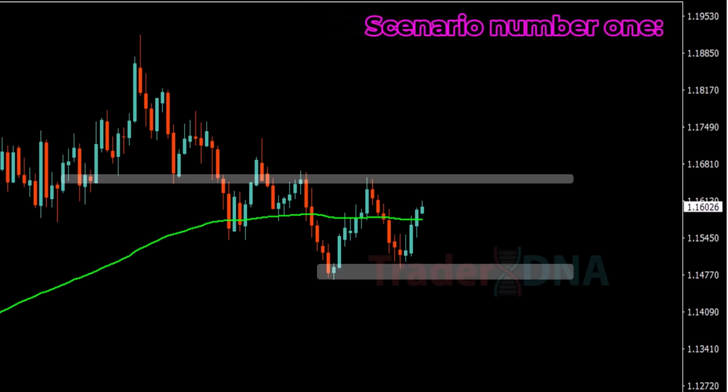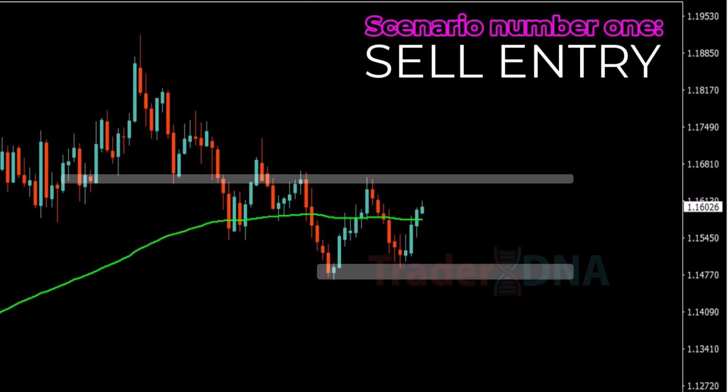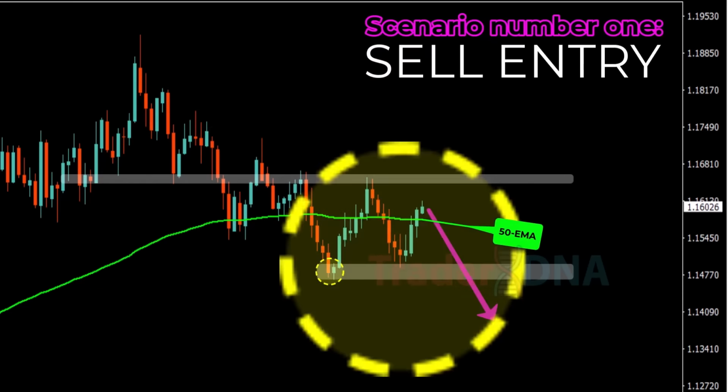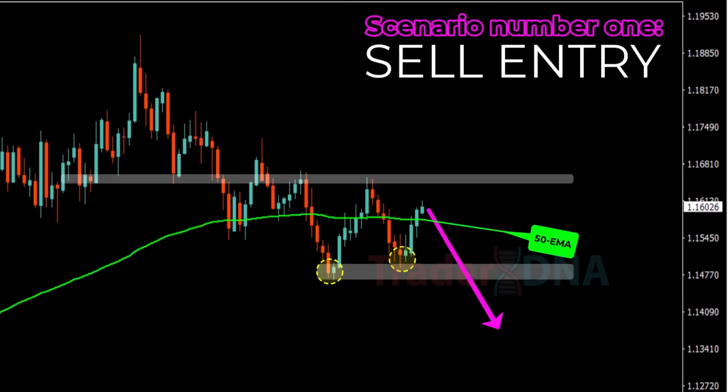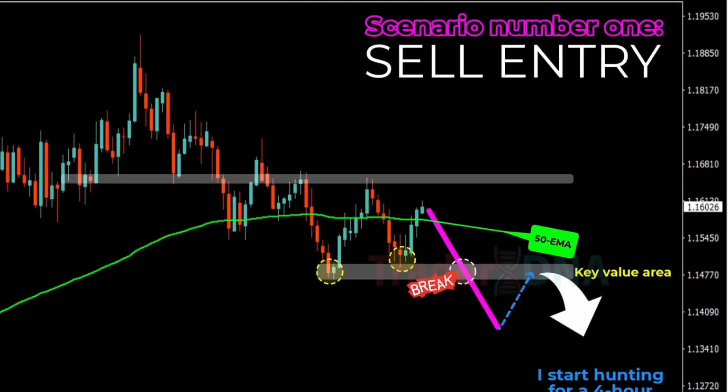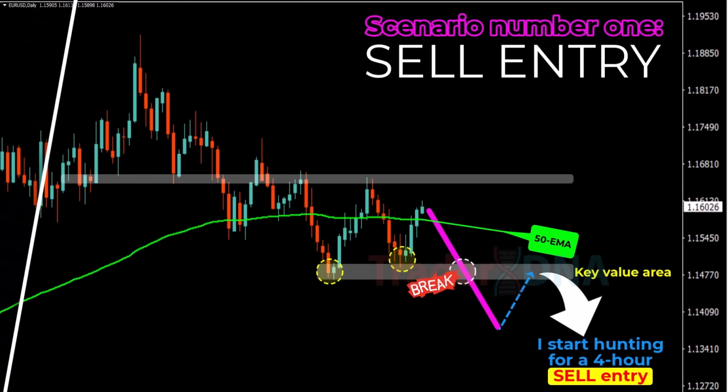Here's scenario number 1. If I see price break below these two super close low levels, this low and this low right here, with a clean, solid, undeniable candle close below them, then boom, that's my confirmation. Only after that breakout happens will I draw my structure zone connecting those two lows. Then I wait, patiently, for price to pull back into that zone. And when it does, that's where I start hunting for a 4-hour sell entry, precisely at the levels I've marked.